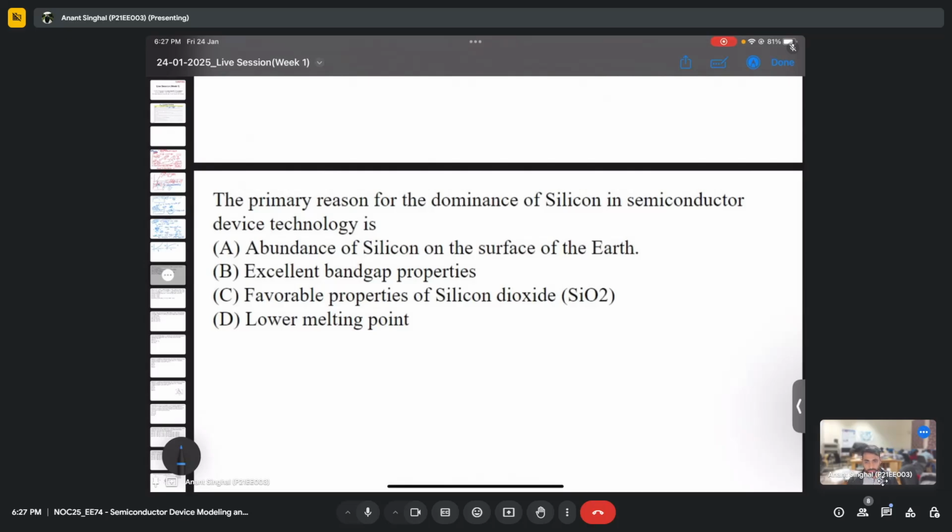The second thing is it is a very good semiconductor in terms of band gap properties. That is point B. I'll talk about band gap in the further lectures. That is a topic in, I guess, week 2 only. So what is a band gap and all? And then the most important property is the favorable properties of silicon dioxide.